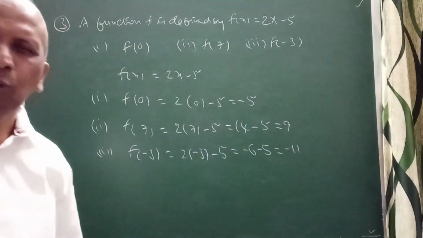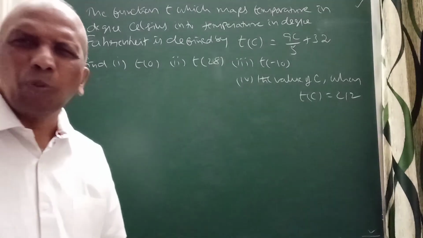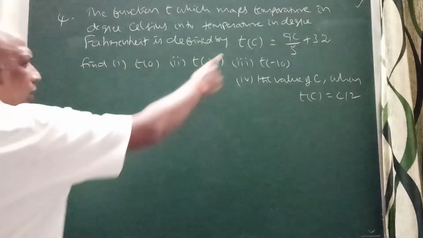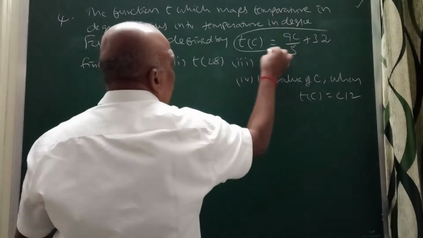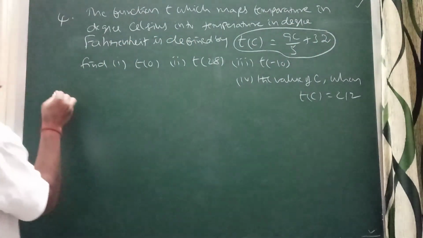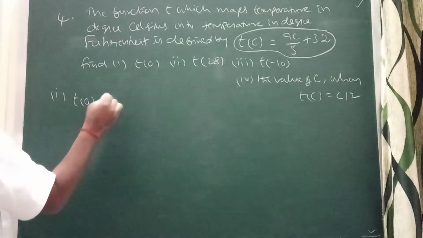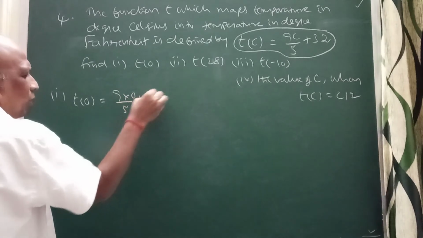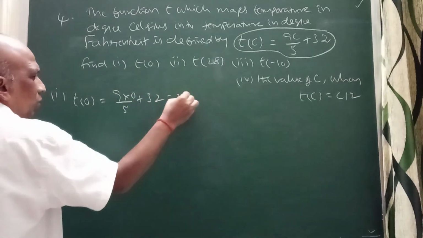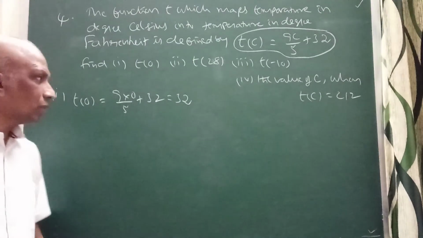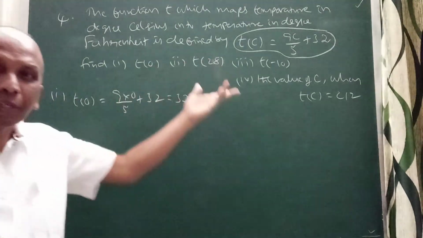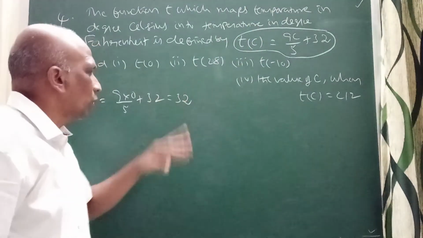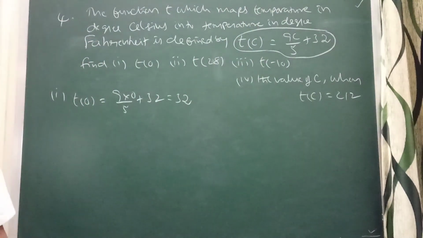I will explain the fourth problem now. This is a simple problem, direct substitution. They have given the relation for t of 0. What is t of 0? When they are asking t of 0, replace c with 0 and you will get 9 into 0 by 5 plus 32. This will be 0, so it gives 32. The temperature in Celsius at 0 equals 32 degrees Fahrenheit. This is the relation between temperature in Celsius and Fahrenheit. We got 32 degrees Fahrenheit here.